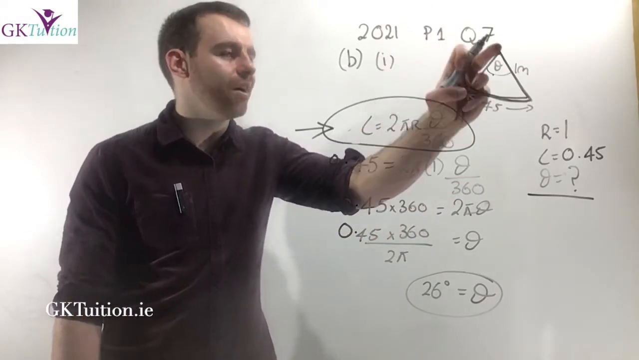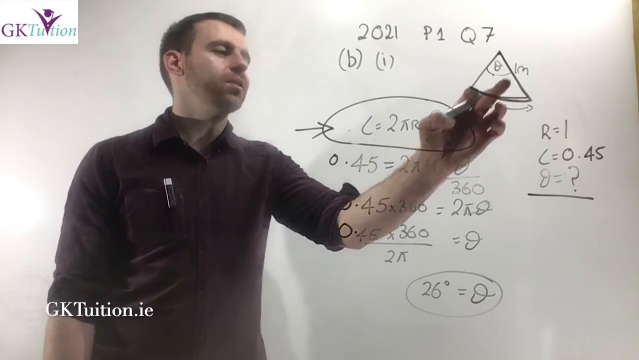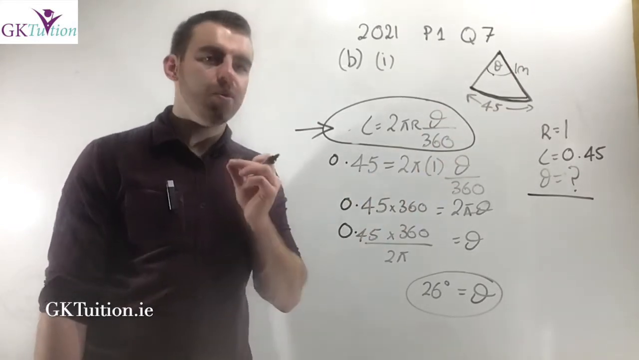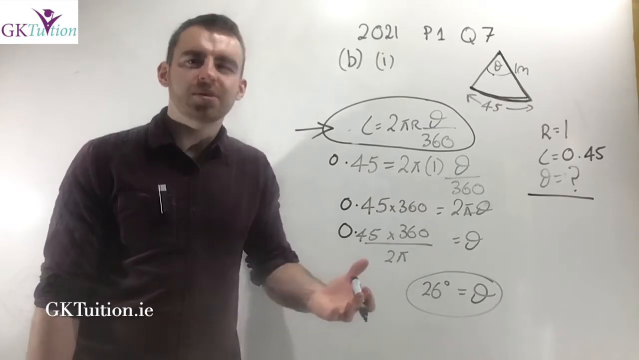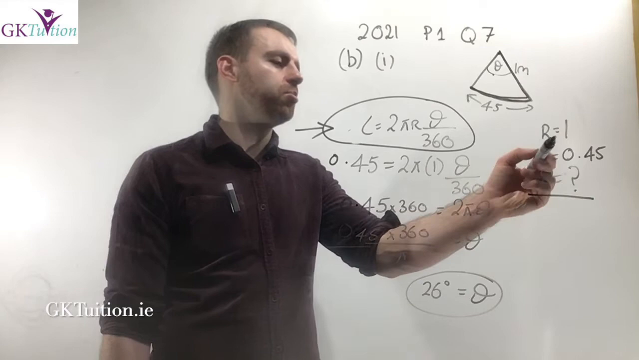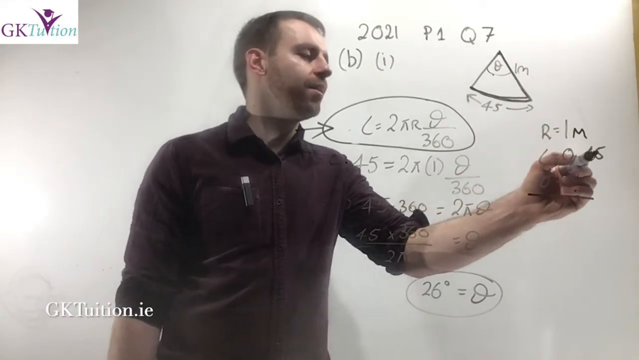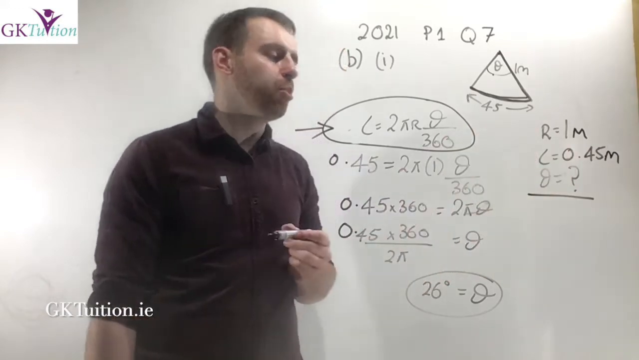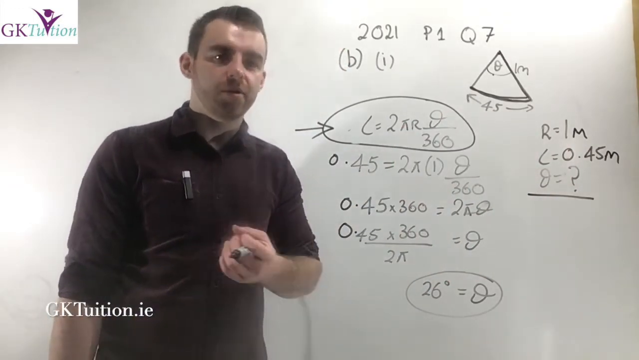And the radius, or the length of the pendulum, is 1 meter. Notice one of them is in centimeters, one of them is in meters. So you have to either convert them both to centimeters or both to meters. And it really doesn't matter which one you do. In this case, I decided to write them both as meters. The radius of this arc is 1 meter, and the length of the arc is 0.45 meters. So I took my 45 centimeters and divided it by 100.